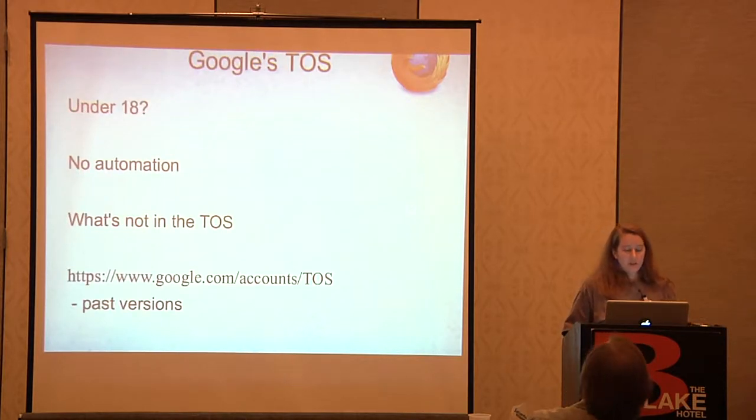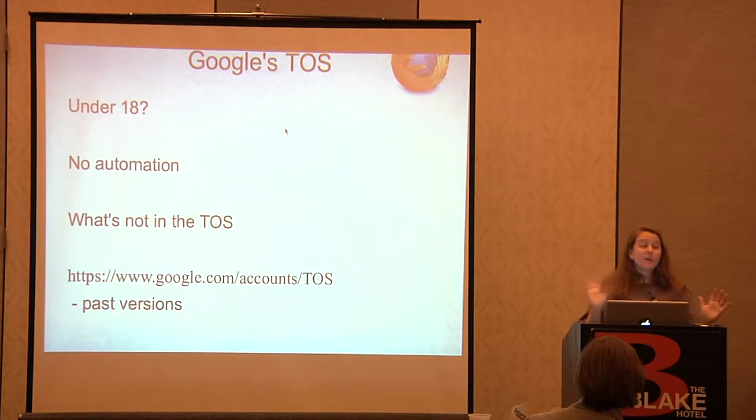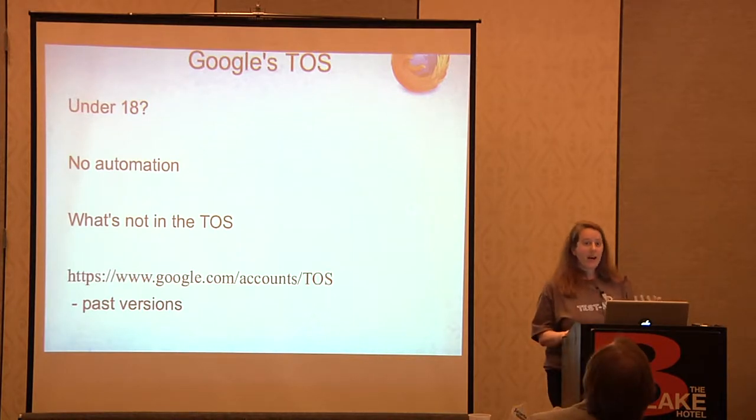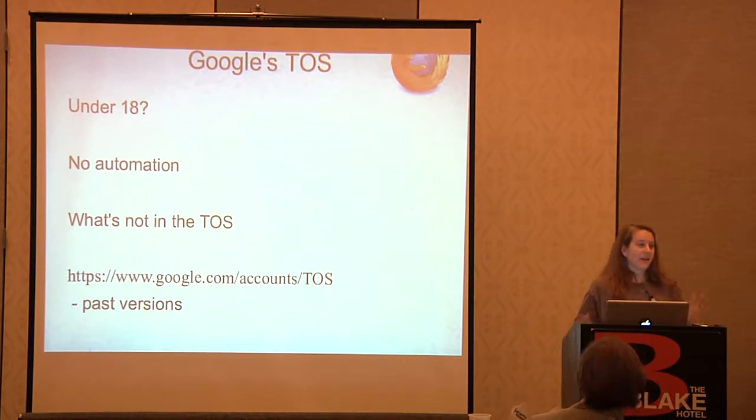Google's terms of service. So here's something interesting. Google recently changed their terms of service a couple months ago. As you probably know, right now the Google Terms of Service is very, very vague, but pretty much says you can do whatever you want. It used to say you have to be 18 or over, you can't do any automation, there's a lot of stuff that you can't do. That's not in the Terms of Service anymore, so it's kind of interesting that they took that stuff out. It does say you don't do anything illegal, but it doesn't really say no automation, so I think they've gotten better about rate limiting.